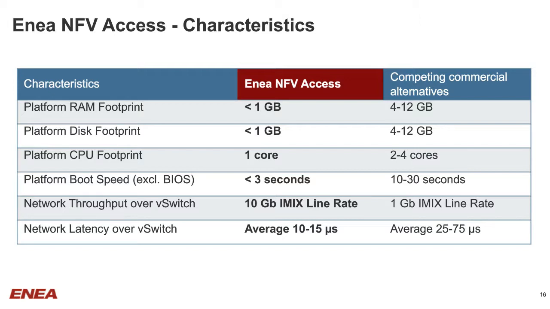In terms of CPU footprint, we have been able to optimize the platform down to a single core. So the bare minimum configuration here is a single core for access and a single core for VNF. That's your minimum. I'll show an example of this at the end of my slides.